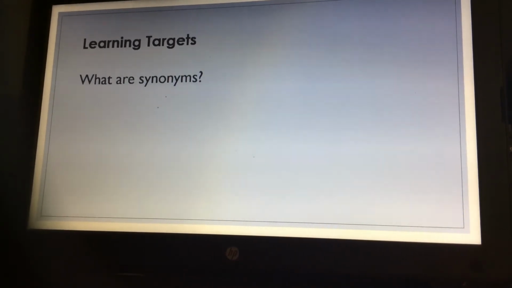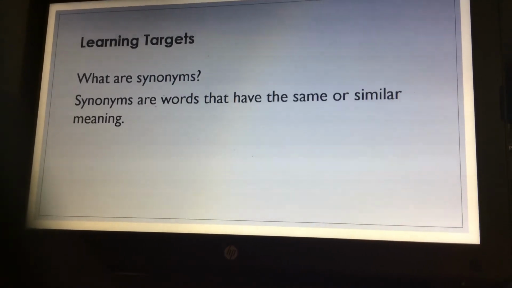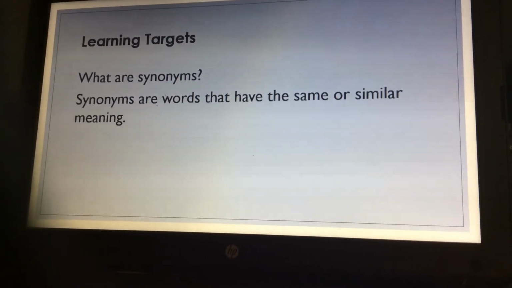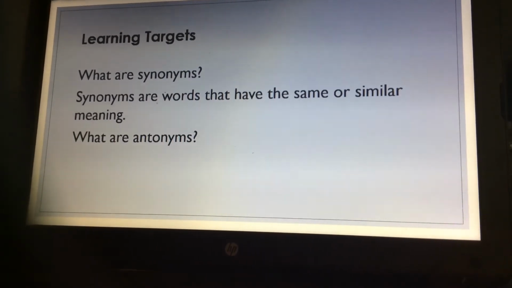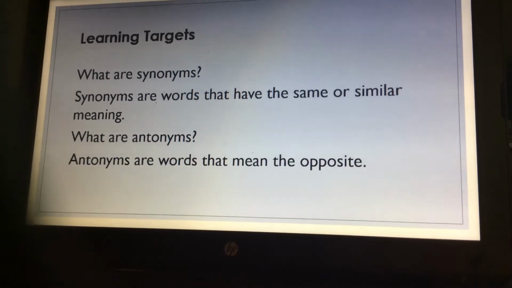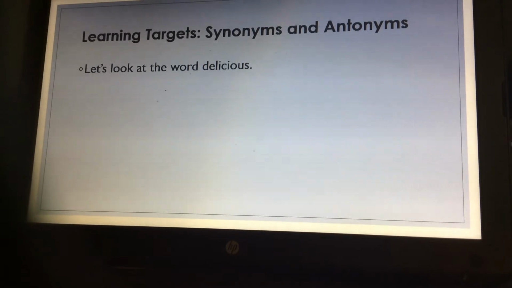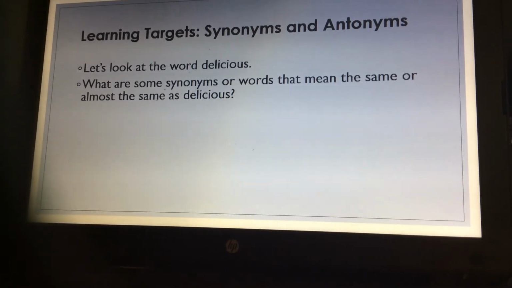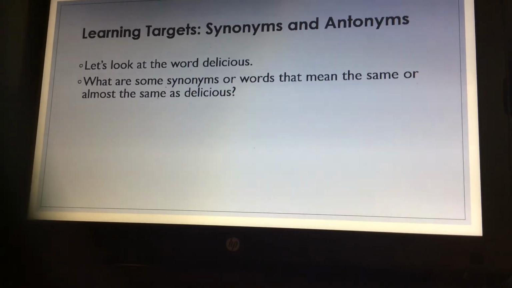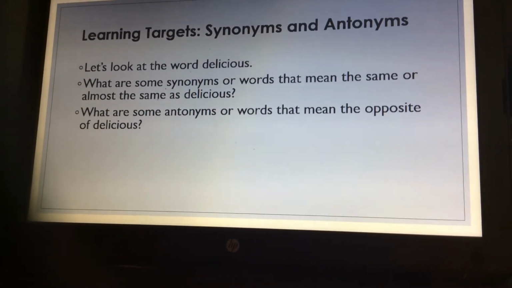What are synonyms? Synonyms are words that have the same or similar meaning. What are antonyms? Antonyms are words that mean the opposite. Let's look at the word delicious. What are some synonyms or words that mean the same or almost the same as delicious? And what are some antonyms or words that mean the opposite of delicious?